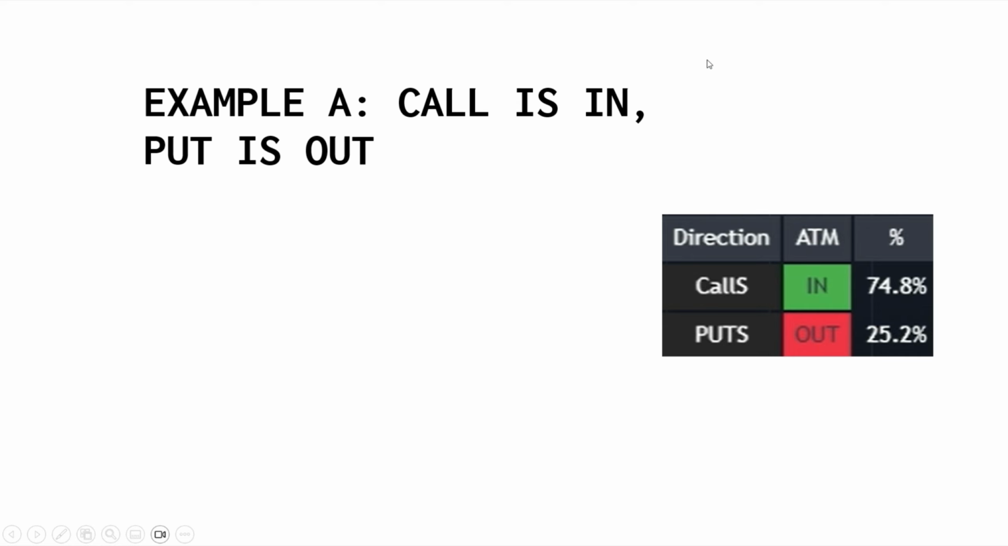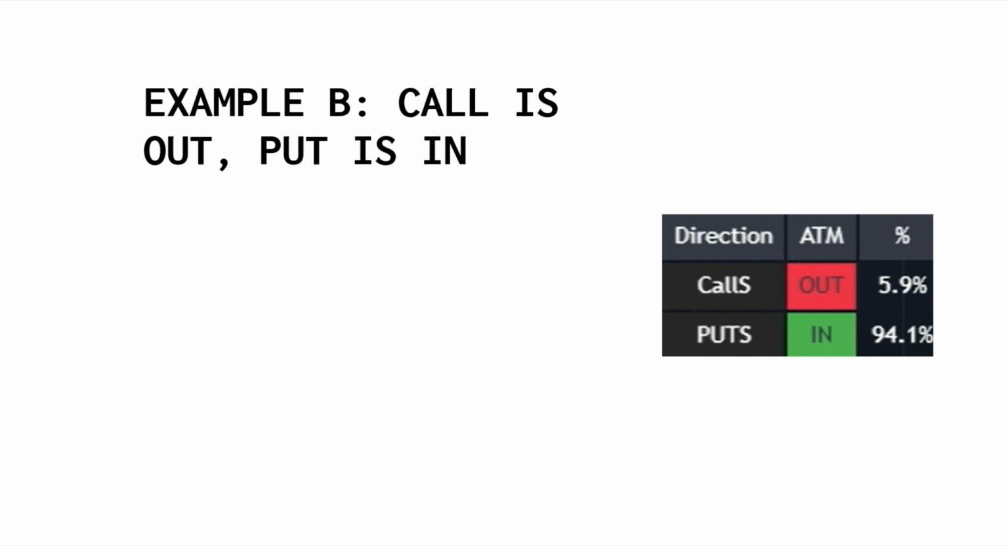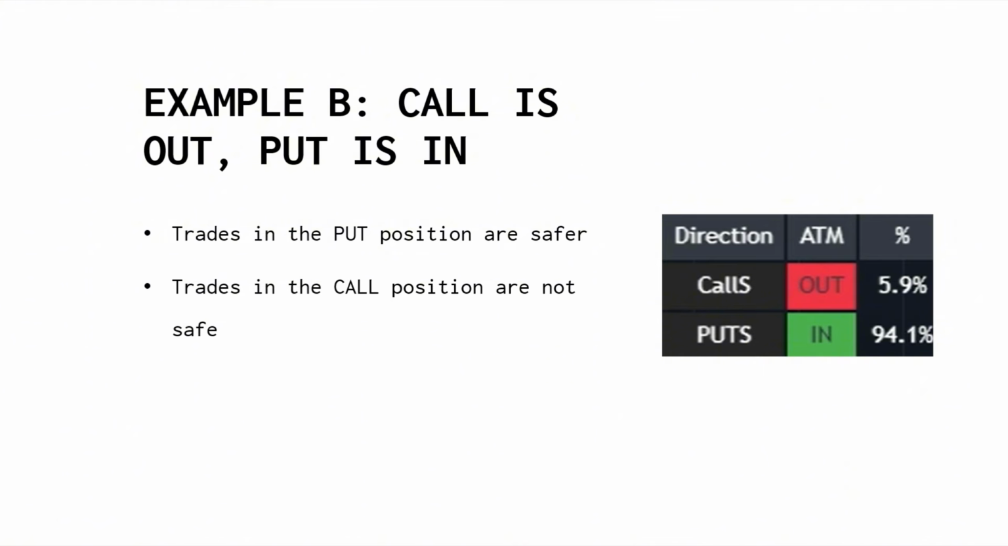Let's give you an example. Let's say the calls section is in and the puts section is out. That means that the trades in the call position are safer and the trades in the put position are not safe. So that means that the price is moving in favor of call contracts. See? For example B, if the calls are out and the puts are in, that means that trades in the put position are safer and trades in the call position are not safe. That means also that the price is moving in favor of put contracts.